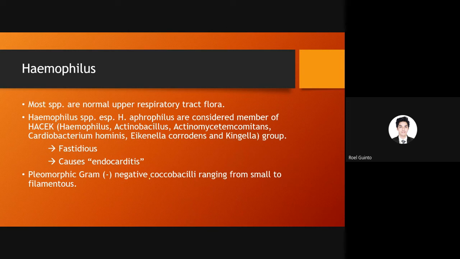So, Haemophilus, most species are normal flora of our respiratory tract, or upper respiratory tract. Haemophilus species, especially Haemophilus aphrophilus, are considered members of the HACEK group: Haemophilus, Aggregatibacter actinomycetemcomitans, Cardiobacterium hominis, Eikenella corrodens, and Kingella. So, sabi nga natin dati, this HACEK microorganism causes endocarditis. Tatandaan, this microorganism causes endocarditis. And Haemophilus is a pleomorphic gram-negative coccobacilli ranging from small to filamentous.